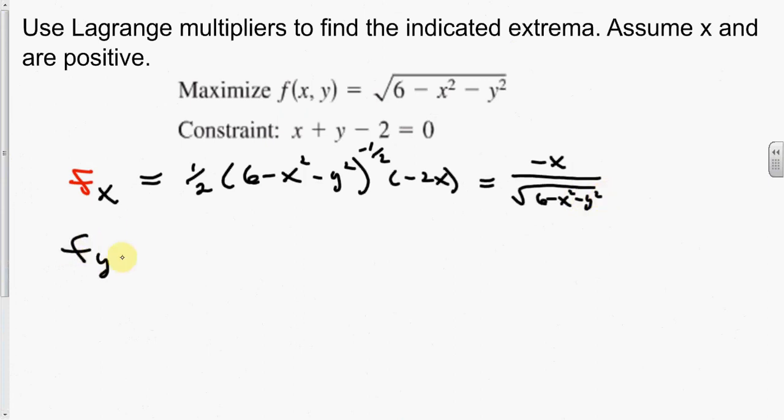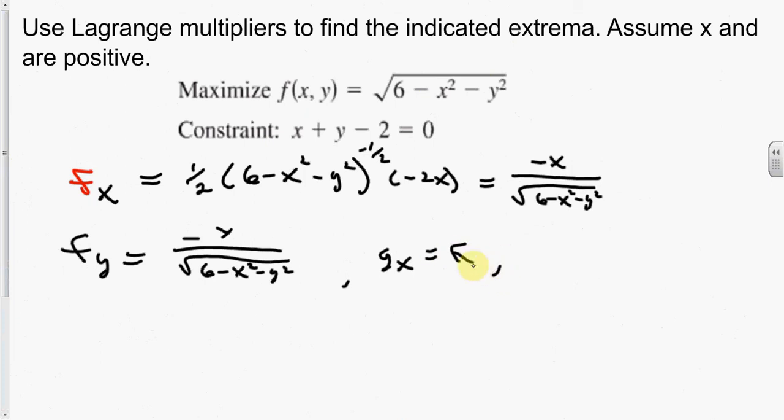Partial of f with respect to y is similar. Here we have symmetry with f. So this is negative y over the square root of 6 minus x squared minus y squared. Now the partial of g with respect to x is equal to 1. And the partial of g with respect to y is also equal to 1.